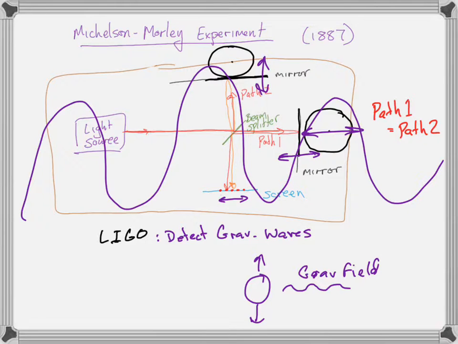Maybe I should do it a different color. Let's do it orange. It's going to squish and expand it like this. It's going to squish and expand this one like this, because the gravitational wave came from left to right. So it will only move the mirror on the right, not the mirror on the top. And if it moves the mirror on the right because it squished that big metal ball, then the diffraction pattern will shift. And you say, well, wait a second.